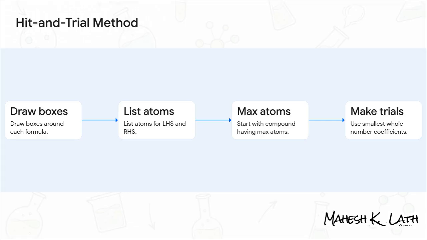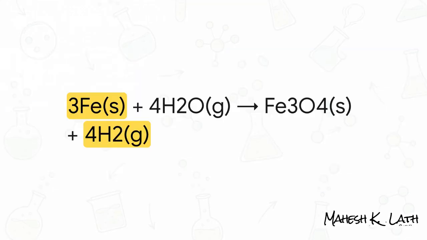We place the smallest possible whole numbers, our coefficients, in front of those boxes until both sides of our ledger match up perfectly. And here is the final result of that hit and trial puzzle, our beautifully balanced equation. We've now got 3 iron atoms and 8 hydrogen atoms on both sides, fair and square.